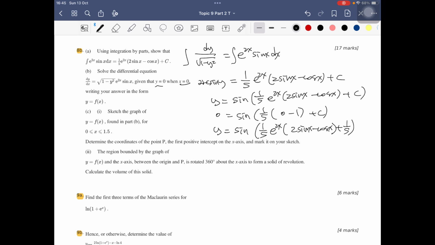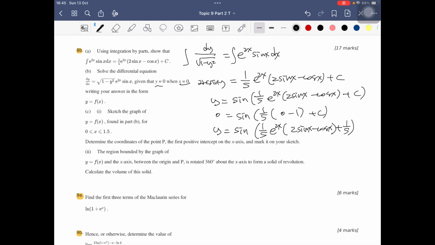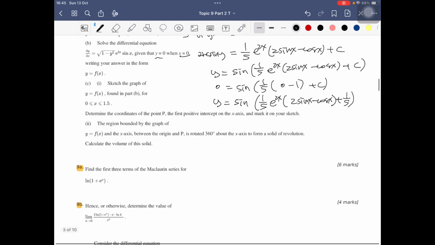If we solve this one with the calculator, we will find how it looks. And for the positive intercept on the x-axis, if you sketch the graph on the calculator, then you can find the x-intercept from the graph. So you need to know how to find it.